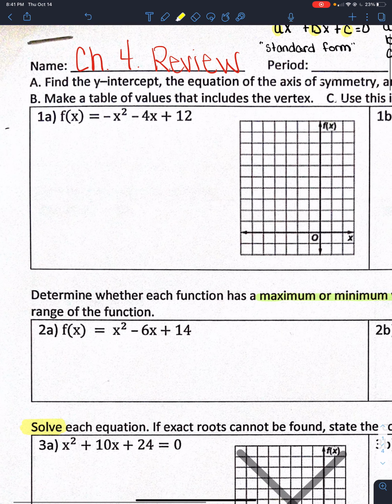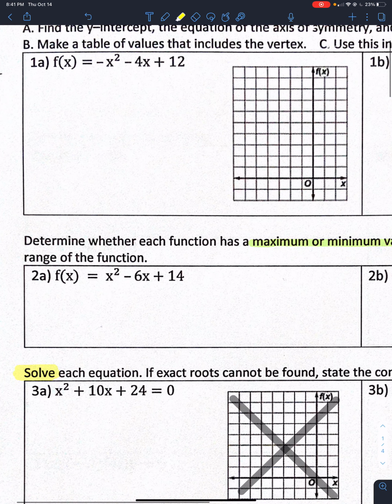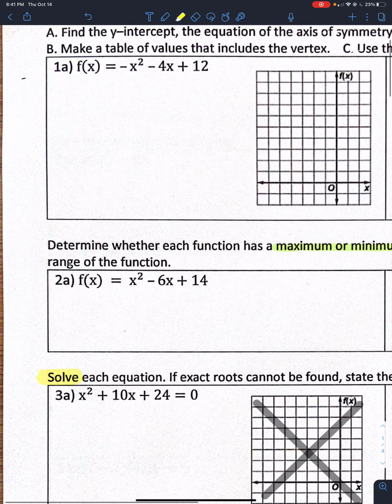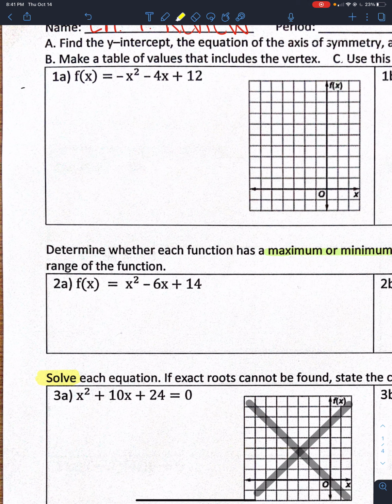All right, we're going to be looking at 1a first. One of the things I want you to be able to do is identify if the graph opens up or down. So before we get started with anything, I want you to always make sure that our equation is all set on the same side of the equal sign. You don't want something on the right side and something on the left side. You want everything on the same side, right?